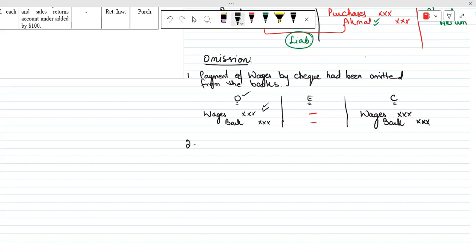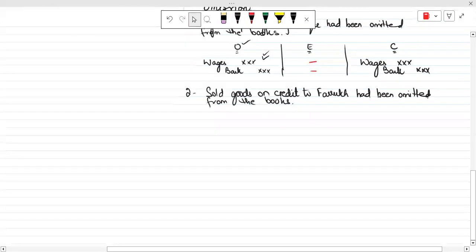The second example is, for example, sold goods on credit to Farooq had been omitted from the books. It means to say we sold goods on credit to Farooq, but it was not written either on the debit side, nor on the credit side, nor was any entry made.